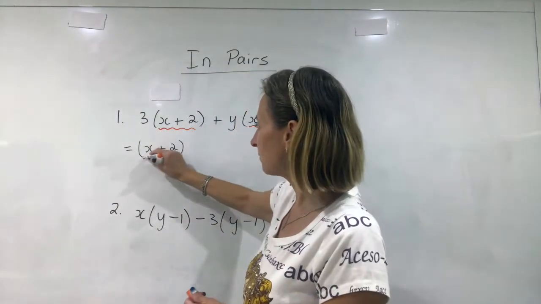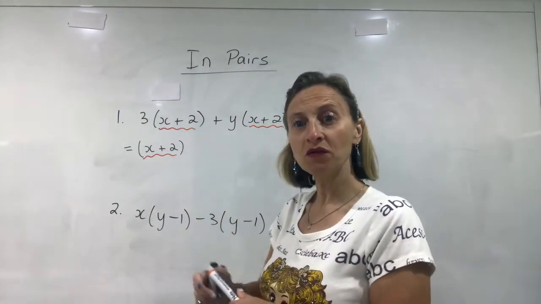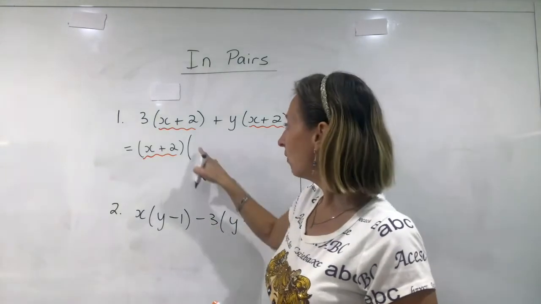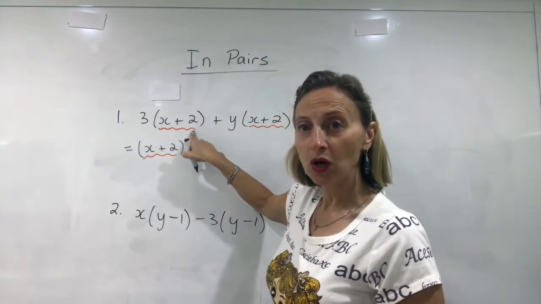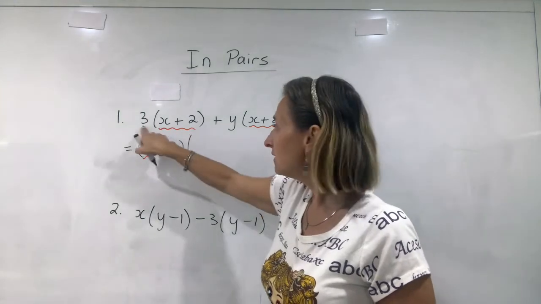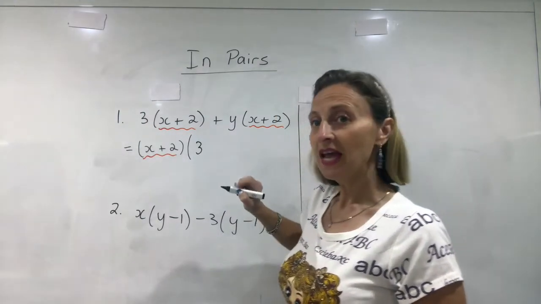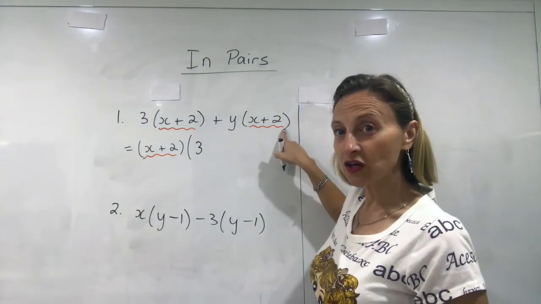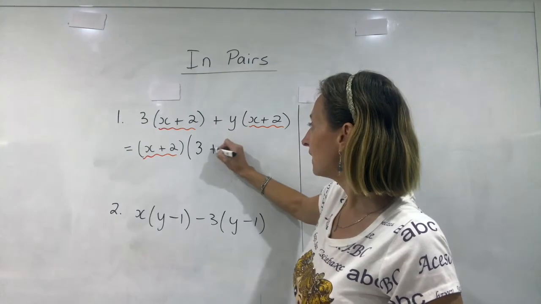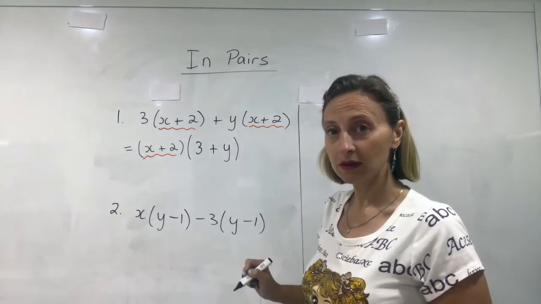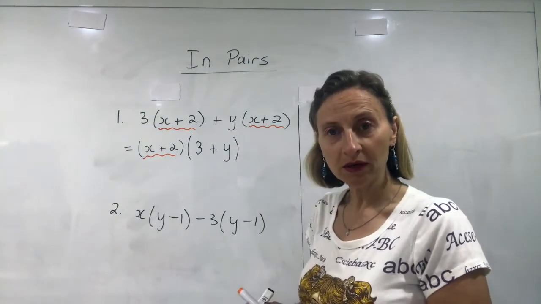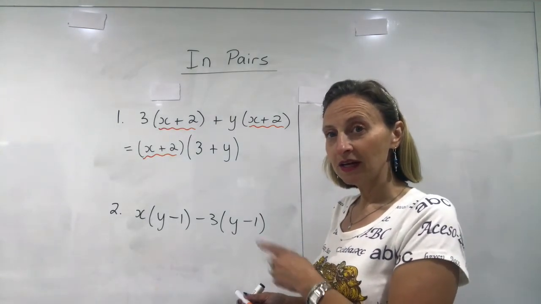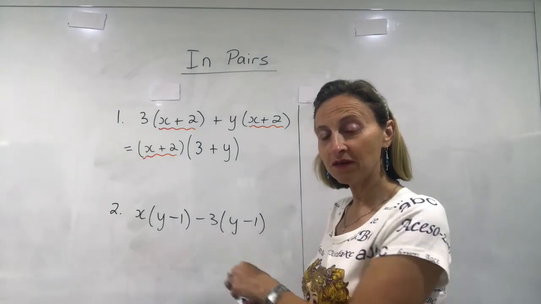And this is where it gets a little bit tricky because you've now removed the x plus 2 and we want to write down what's left. What's left, if I take out that x plus 2, what's actually left here is just the 3. And if I come over here and I take out the x plus 2, what's left over here? Plus y. And that's how you do these questions. You need to figure out what's in common and then you need to write down what's left. Let's think about that and do the same thing for question number 2.